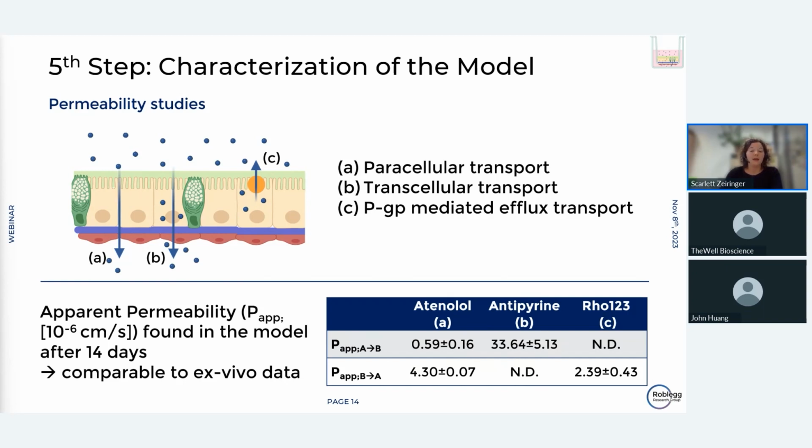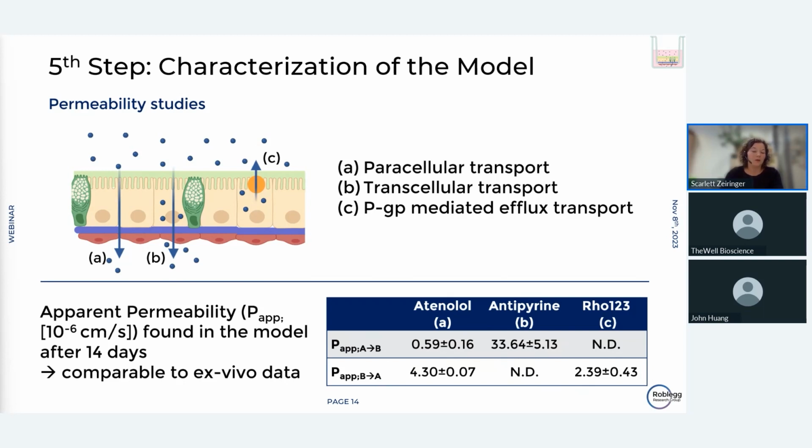And lastly, the P-gp-mediated efflux transport activity was determined via rhodamine 123, as can be seen here. The P-gp-mediated efflux transporter led to the transport of rhodamine 123 back into the luminal side, and we were not able to detect an apical to basolateral permeability. So in summary, all three tested drugs were found to be comparable to ex vivo and in vivo data.